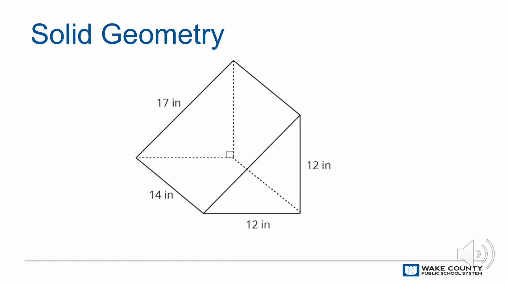Students will be thinking about the surface area and volume of three-dimensional figures. Here's a triangular prism. Its base is a right triangle with sides that measure 12, 12, and 17 inches. In general, we can find the volume of any prism by multiplying the area of its base times its height. For this prism, the area of the triangular base is 72 inches squared. So the volume is 72 times 14, or 1008 inches cubed.